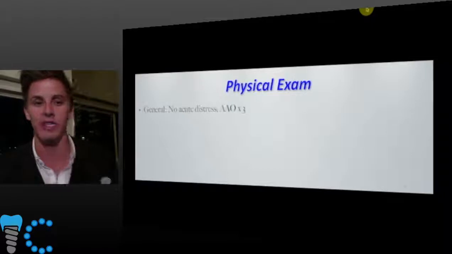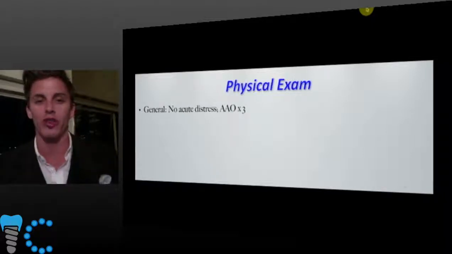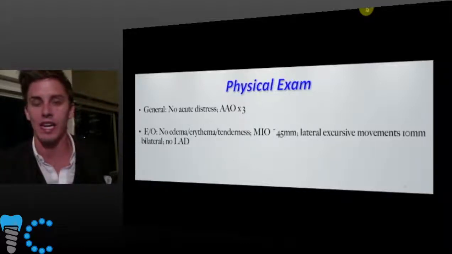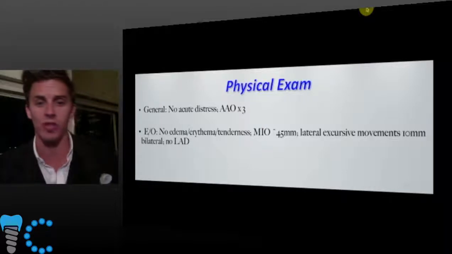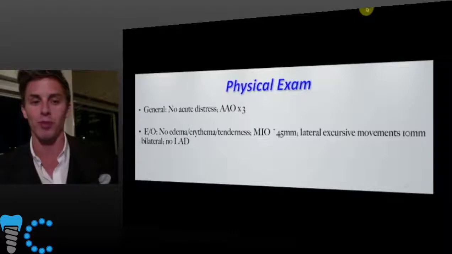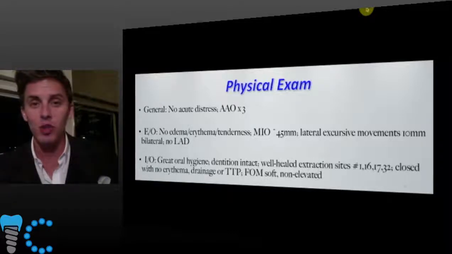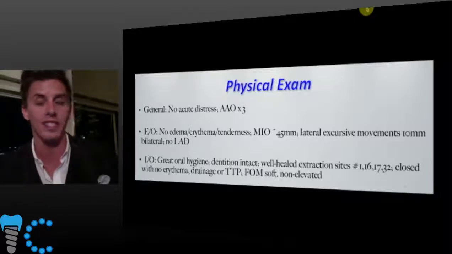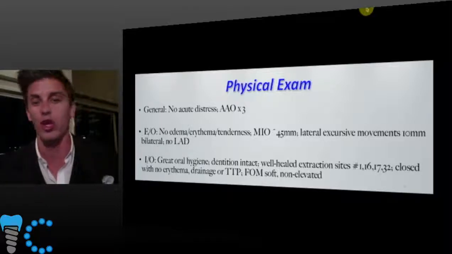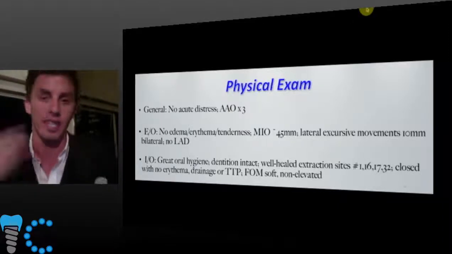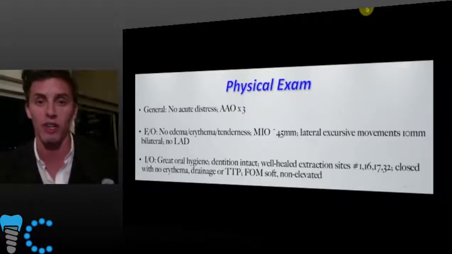So her physical exam, no acute distress, alert and oriented ×3. Her extraoral exam, no signs or symptoms of anesthesia. She has maximal incisal opening. Her lateral excursive movements are 10 millimeters bilateral. Intraorally, great oral hygiene, well-healed extraction sites 1, 16, 17, 32. No erythema, no signs of infection. However, she does have an anesthetized portion of her right tongue.